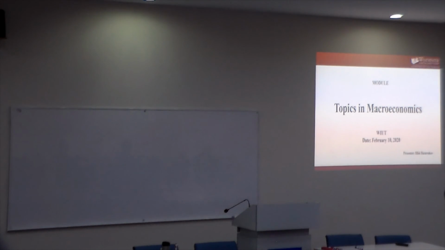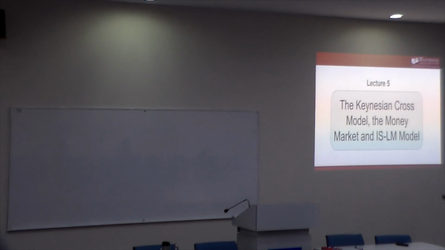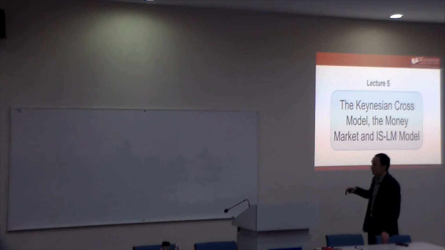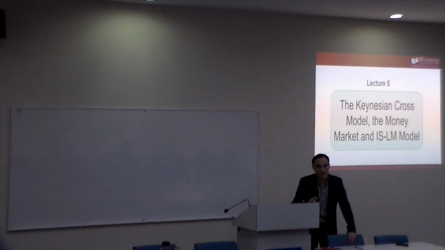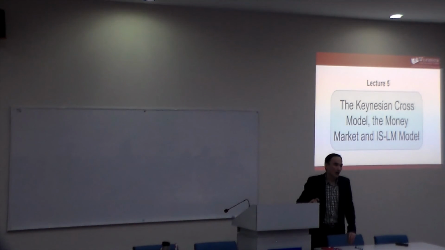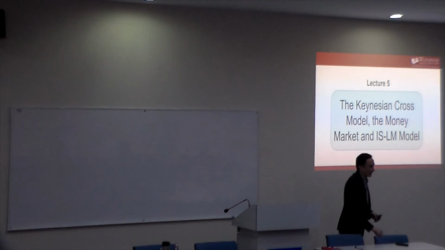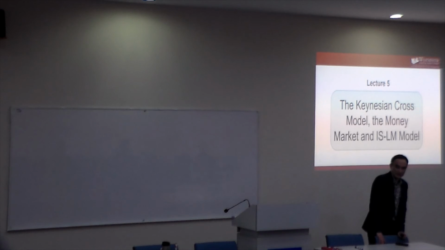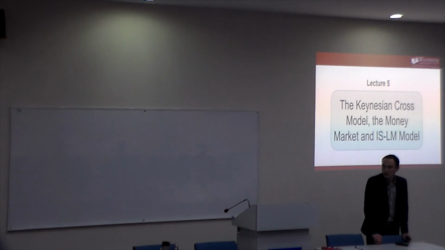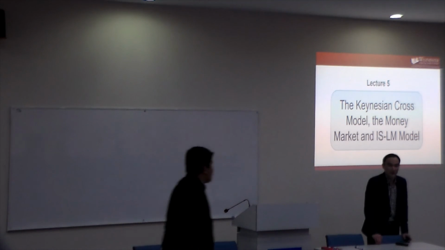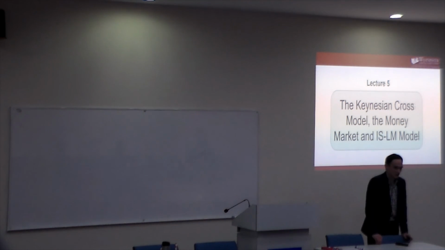So today we are going to discuss the Keynesian cross model, the money market, and the IS-LM models. I do believe in your earlier levels, level 5, you studied this topic, and you are quite familiar with how the IS-LM model shifts its behavior. Anyway, we may find some extra information from today's lecture.